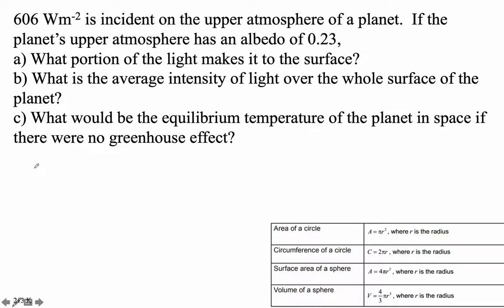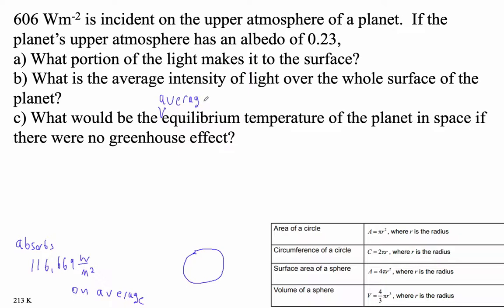Okay, so what would be the equilibrium temperature of the planet in space if there were no greenhouse effect? This is sort of interesting, right? Let's picture this. Here's our planet, and we know that it absorbs energy from the sun. From these previous problems, we know that it absorbs 116.669 watts for every square meter on the average. So what would be the average equilibrium temperature?